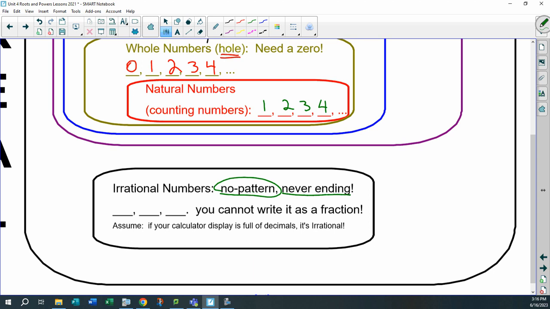They never end. Think of the best number in the world. Oh my goodness, the one that has no pattern, never ending. Every March 14th, they have it. Yes, everybody's favorite, pi. There it is, pi for sure. And the neat thing is it says you cannot write this as a fraction.